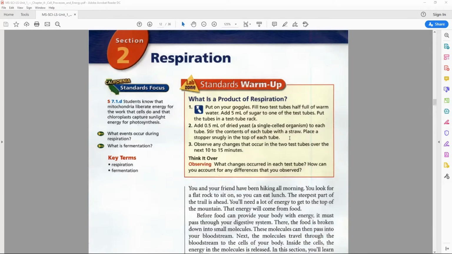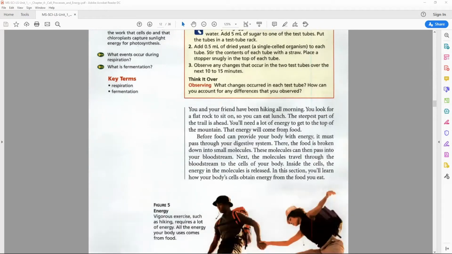You and your friends have been hiking all morning. You look for a flat rock to sit on so you can eat lunch. The steepest part of the trail is ahead. You'll need a lot of energy to get to the top of the mountain. That energy will come from food.